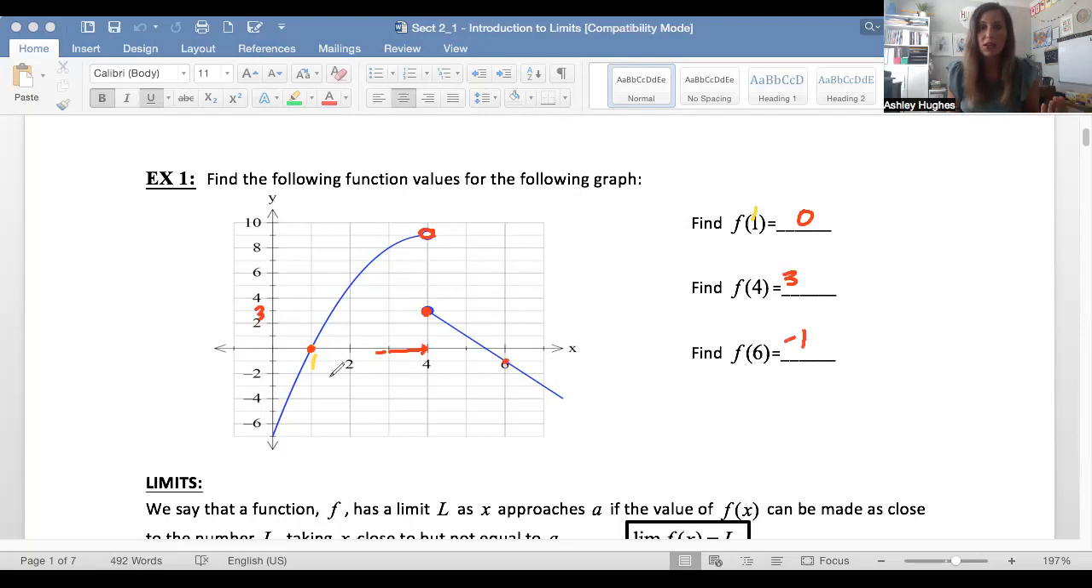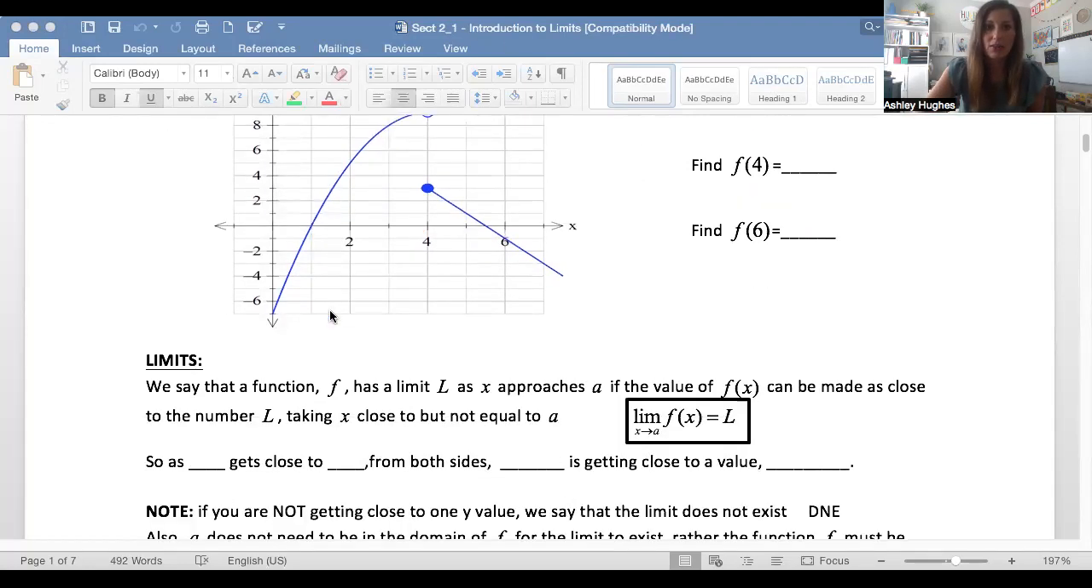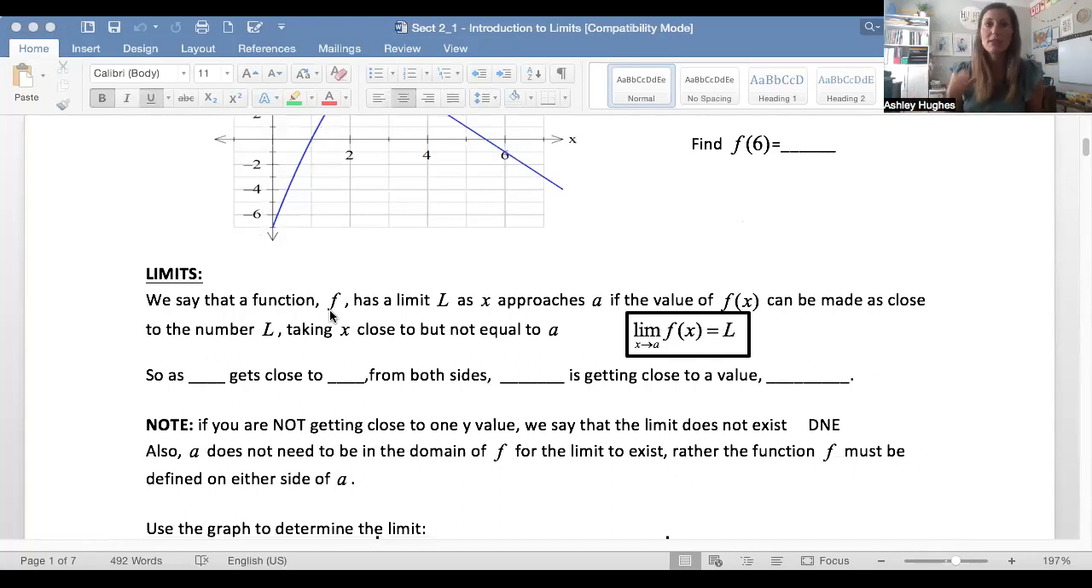So that's how we find the value of a function. We look and see what is the closed-in circle. Where is the graph at that particular point? But we're going to be talking about limits in calculus. And limit has to do with approaching, not equals.